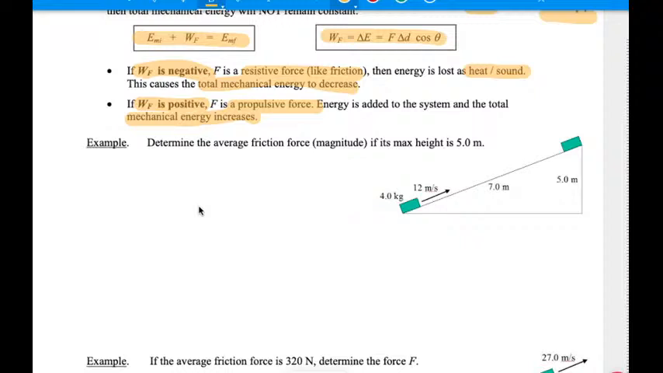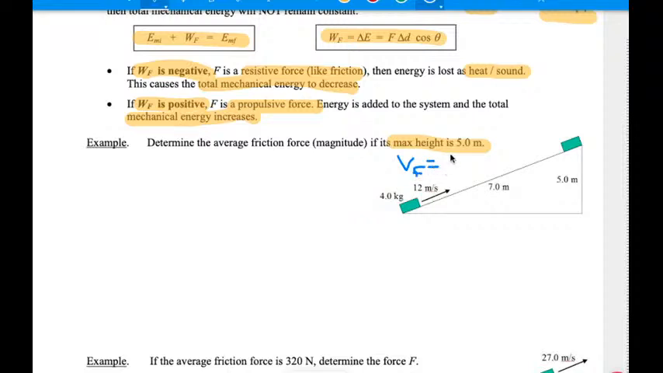So it's giving us a triangle or a ramp, 7 meters hypotenuse, 5 meters elevation gain. We have a 4 kilogram box that's sliding up at 12 meters per second. We want to find the average friction force if its max height is 5 meters. So again, it's important to understand that max height refers to our final speed being 0.